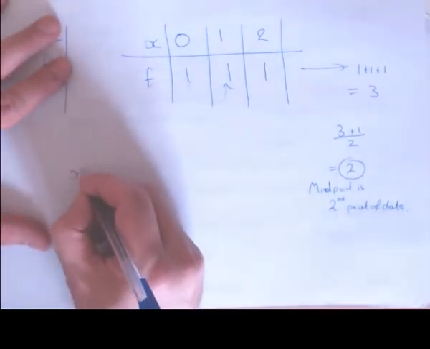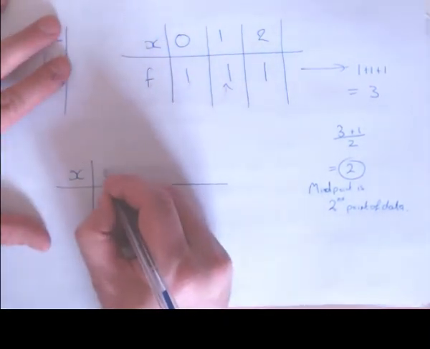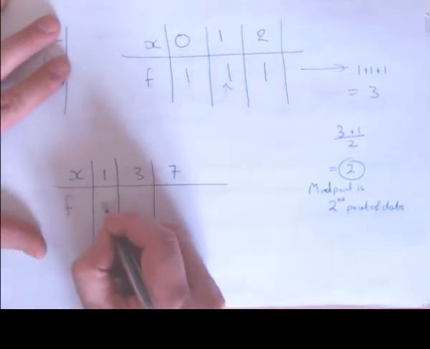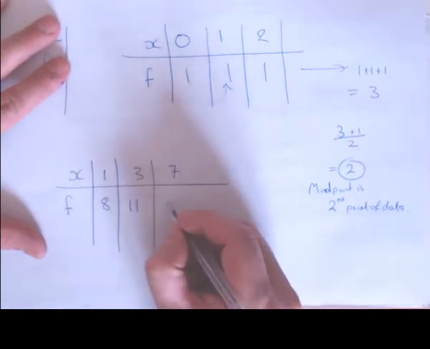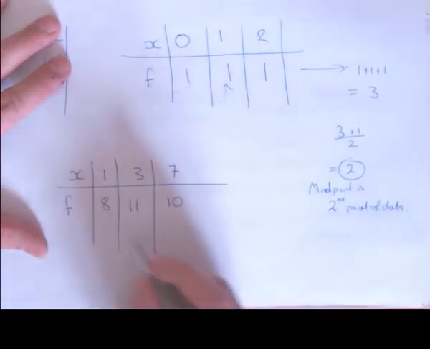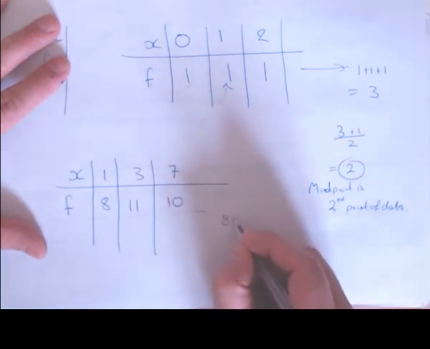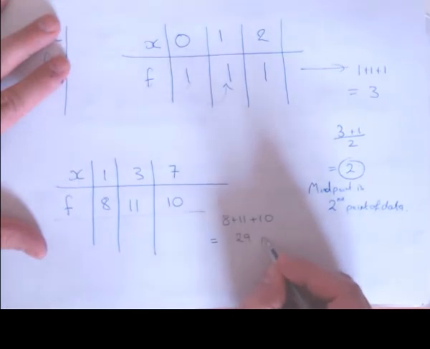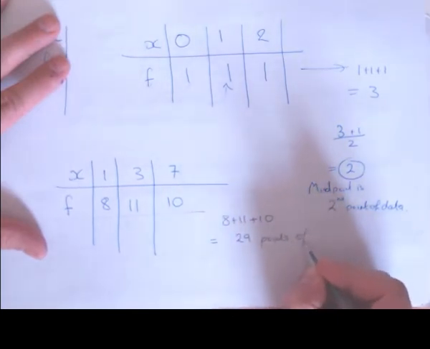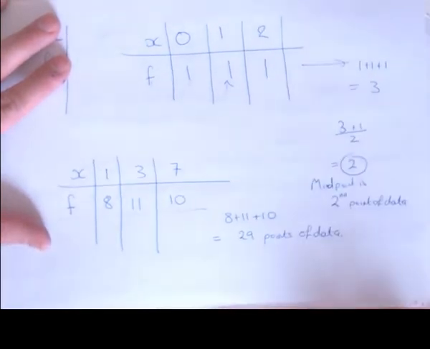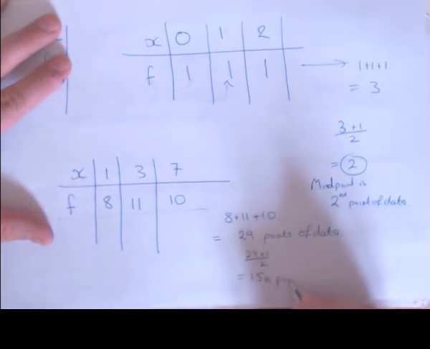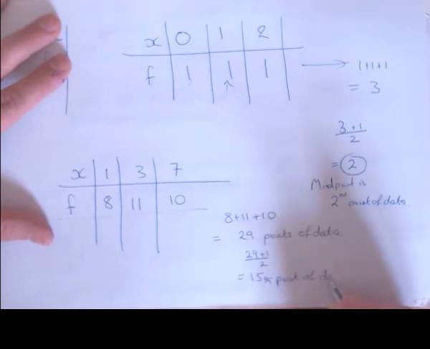Let's have a look at another example. X has values 1, 3, 7. We have a frequency of 8, 11, 10. How many data points do we have altogether? We have 8 plus 11 plus 10 equals 29 points of data. How do we find our halfway point? We add 1, divide by 2, 15. So it's our 15th point of data.